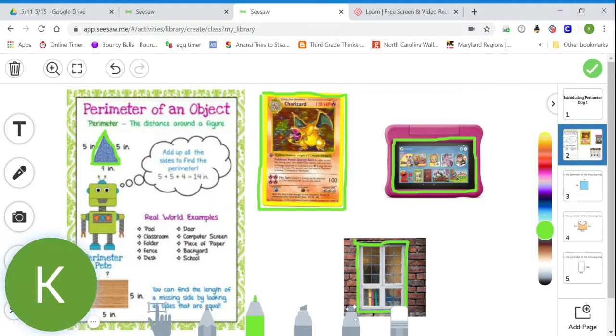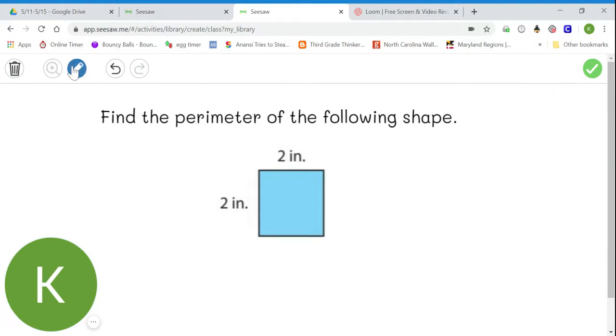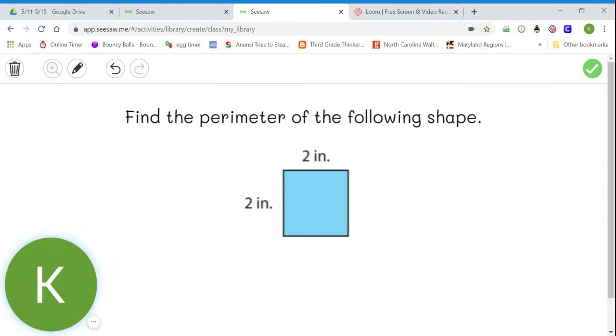The biggest difference between area and perimeter is that perimeter focuses on the outside of the shape while area focuses on the inside. Let's take a look at some examples. Find the perimeter of the following shape.